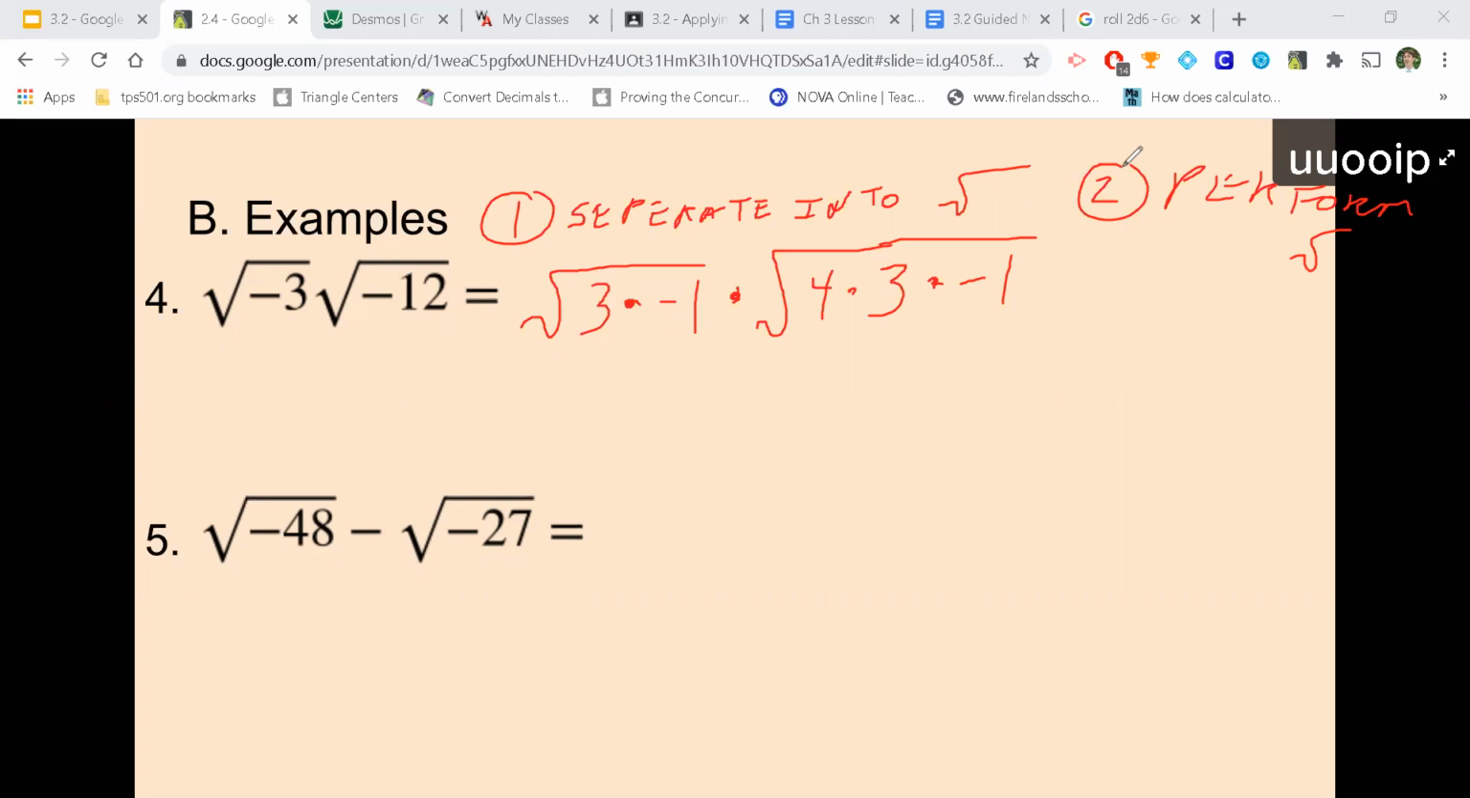All right, so the square root of 3 I can't do anything with, so I'm just leaving it the square root of 3. The square root of -1 is, that's the first thing we wrote down today, I. The square root of 4 is 2. Square root of 3, again, I can't do anything with, so I just leave it square root of 3. And then the square root of negative 1, again, is I.